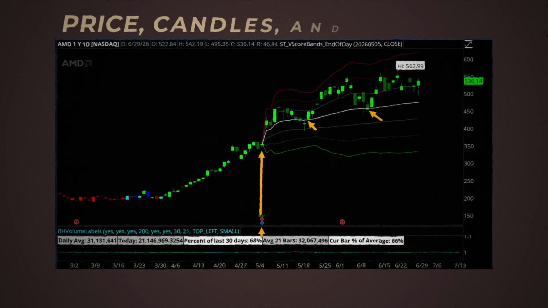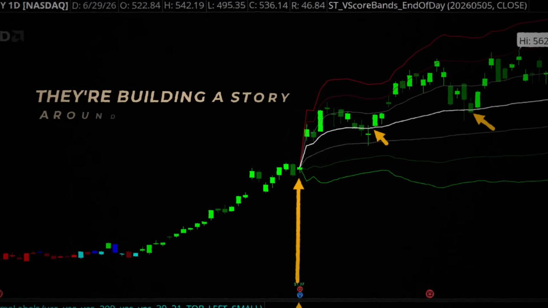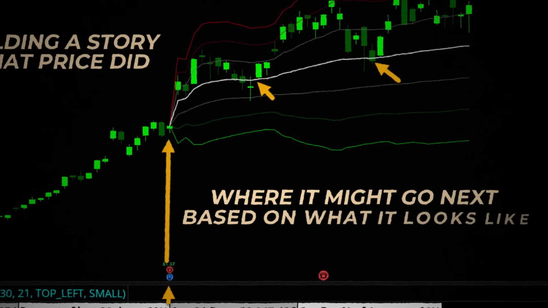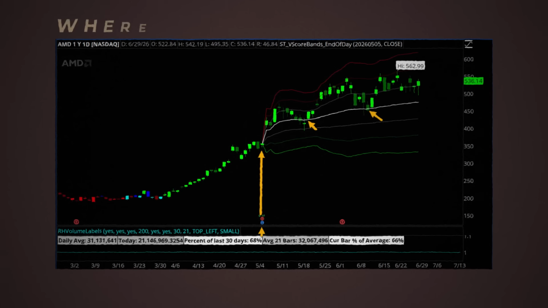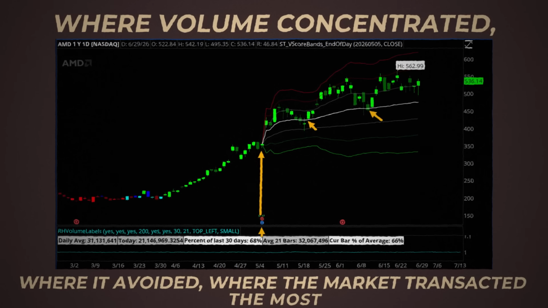Here is a chart that two traders can look at simultaneously and see completely different things. One trader sees price, candles, patterns, maybe a moving average or two, and they're building a story around what price did and where it might go next based on what it looks like. The other trader sees something entirely different. They see where volume concentrated, where it avoided, where the market transacted the most.